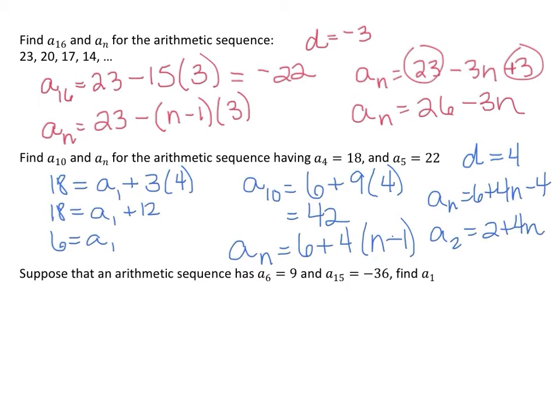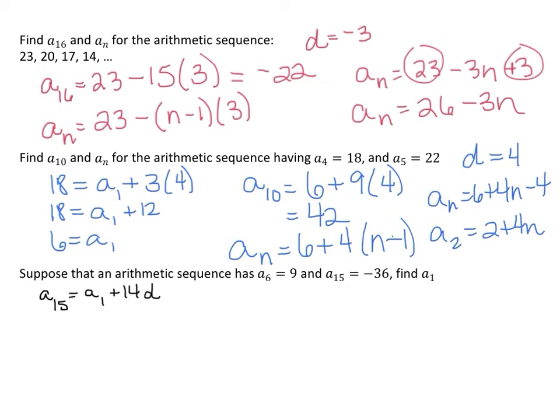Alright, so our last problem gives us 2 different values. We have a sub 6 is 9 and a sub 15 is negative 36, and it's our job to find a sub 1. So I like to start this with the formula that I'm familiar with, that a sub 15 is equal to a sub 1 plus 14 times d. One thing that can help you with this is to remember that this number plus this number, these two numbers, have to equal this. So 1 plus 14 is 15.